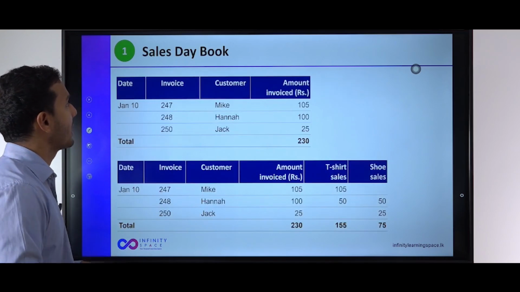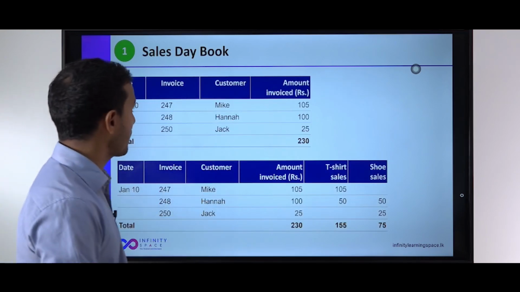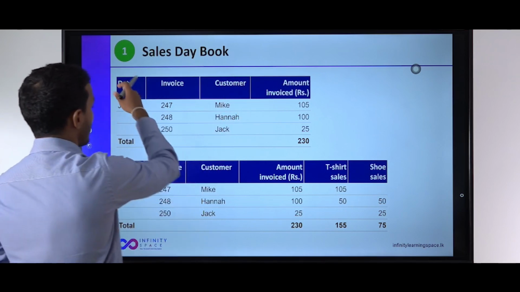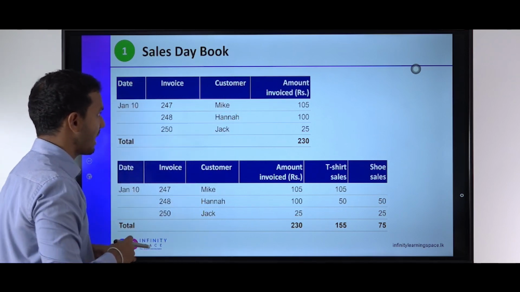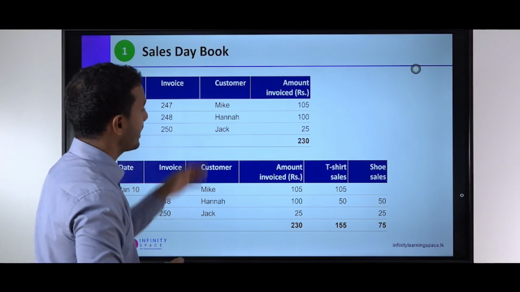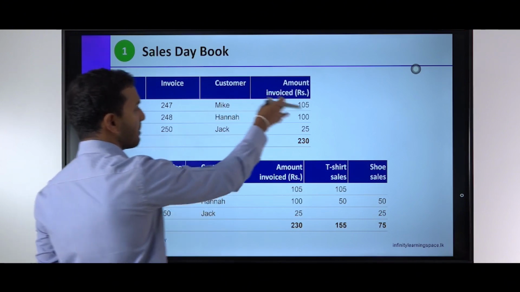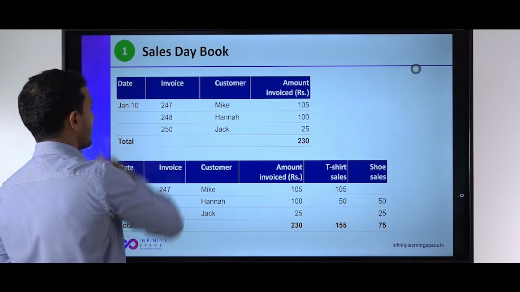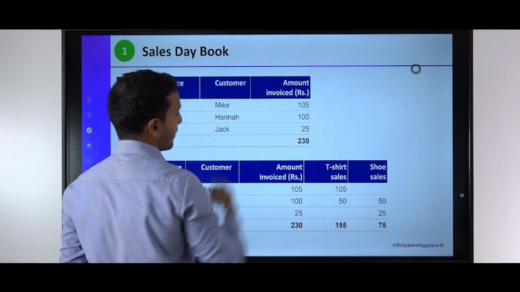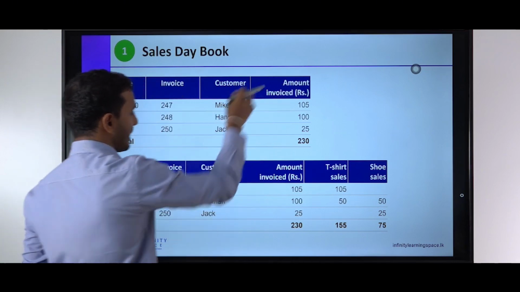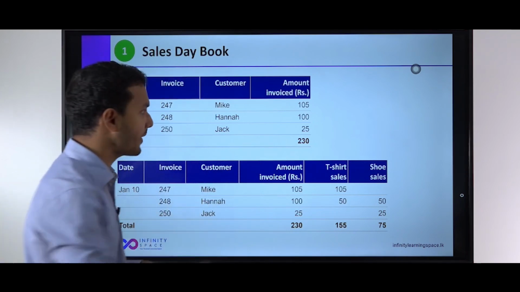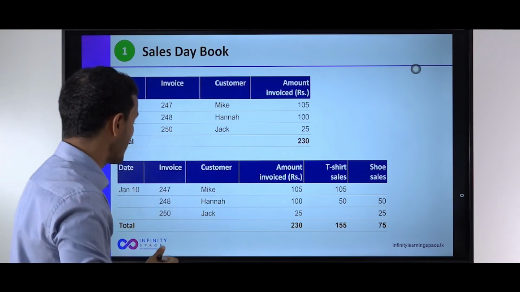Right. Then this will be the format of a sales day book. So we can have a very simple format. We record the date on which the credit sale happened, the invoice number, the name of the customer and the amount, right? So the business has sold goods to Mike on January 10th worth 105 rupees, right? And then at the end of a week, at the end of a day or sometimes at the end of a month, it will all be totaled, right?